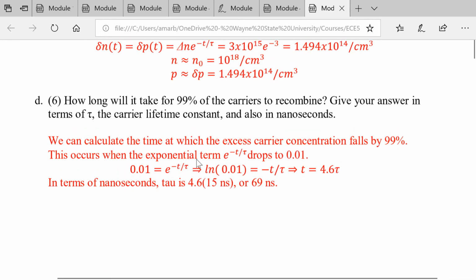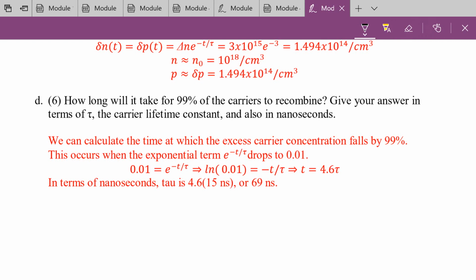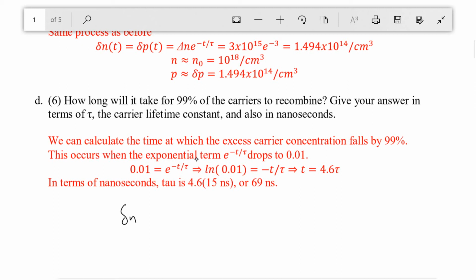So the question is asking how long will it take for 99% of the carriers to recombine? So that means your delta n is going to be 0.01 times the initial delta n, so delta n 0. Delta n 0 is the excess carrier concentration right when you turned off the light. And we know that the excess carrier concentrations are going to die out with time, right? So we want to find the time at which delta n is equal to 0.01 times delta n 0.